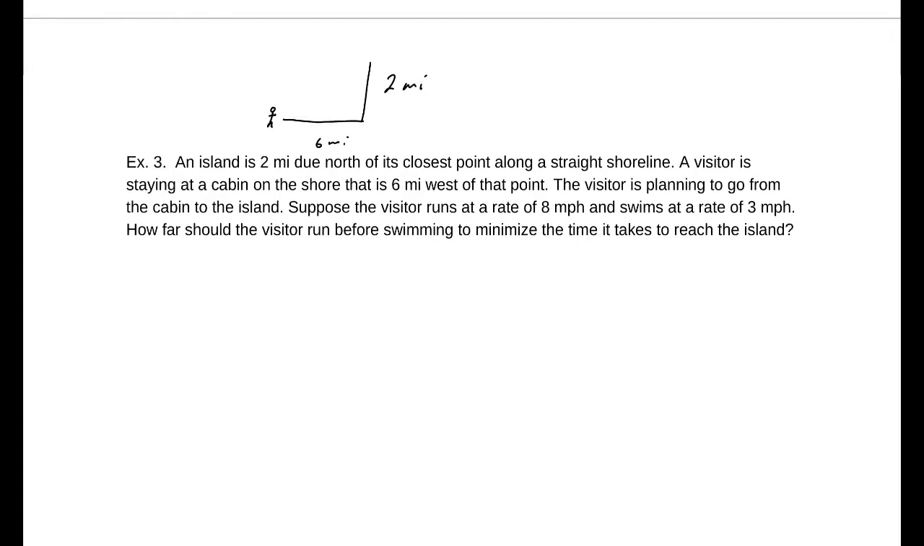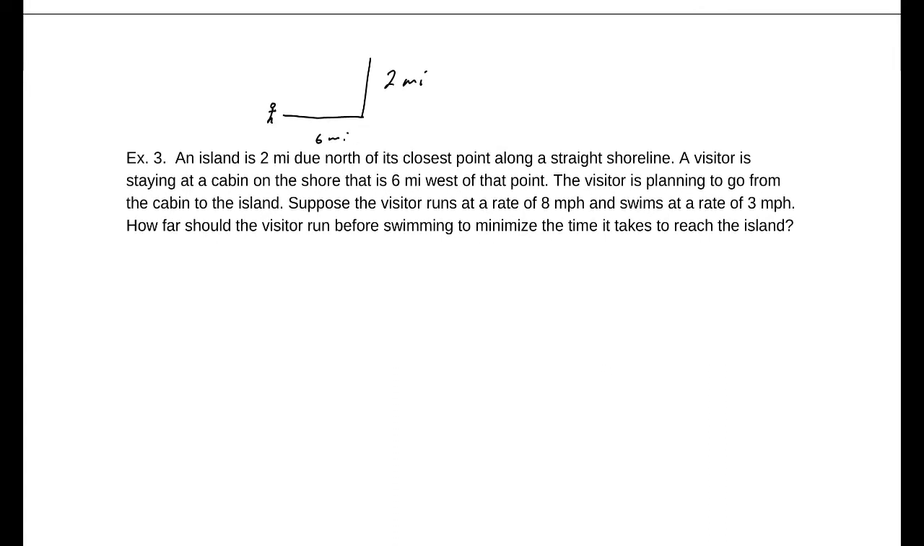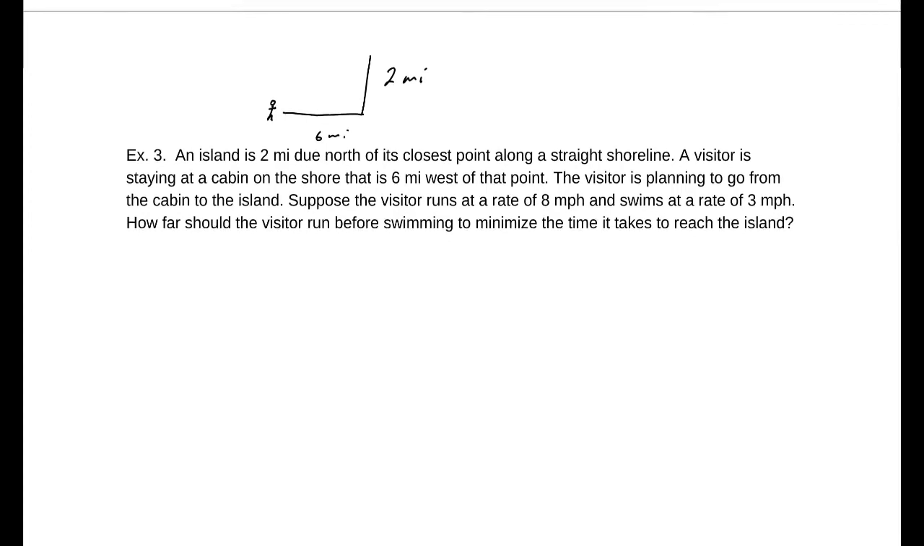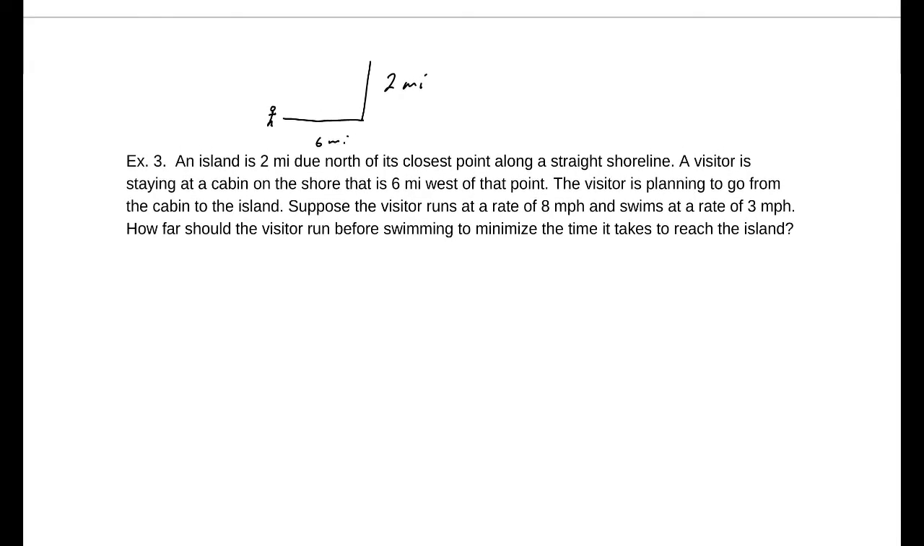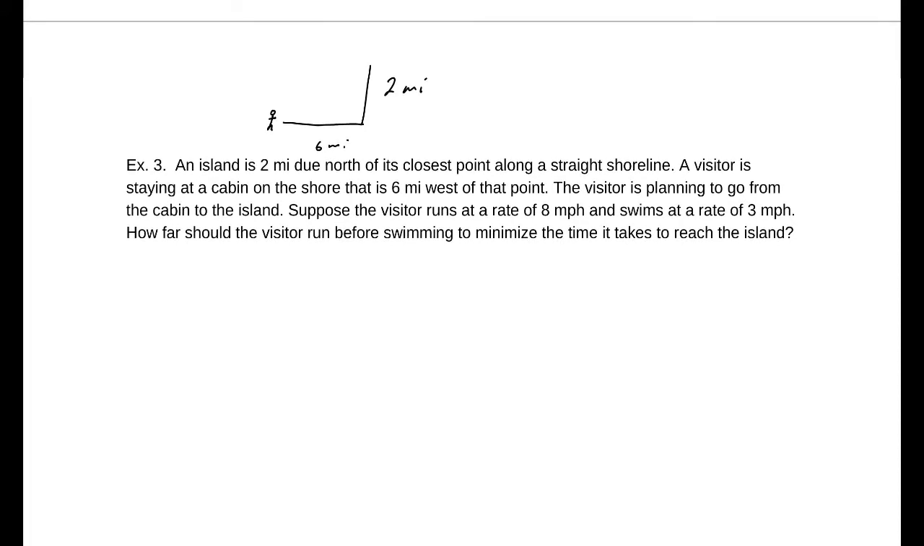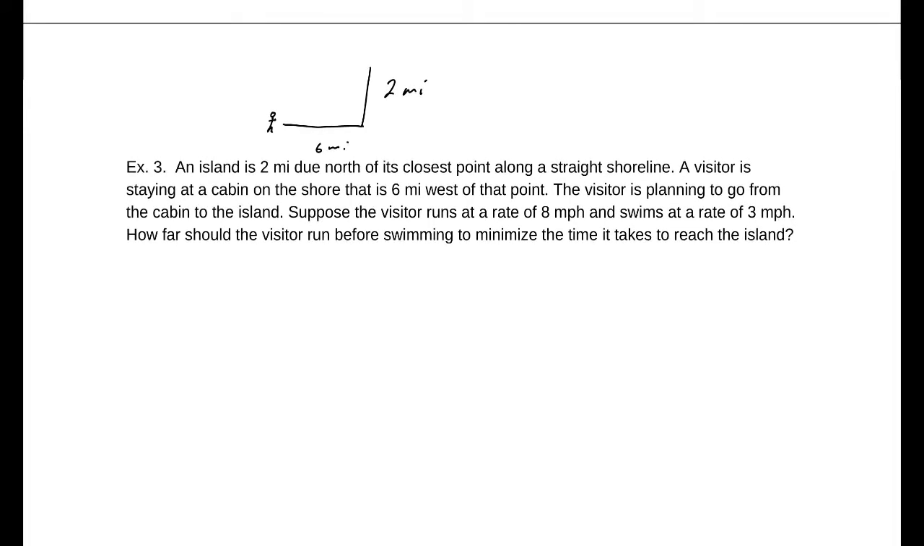The visitor is staying at the cabin. Okay, the visitor is planning to go from the cabin to the island. Suppose the visitor runs at a rate of 8 miles per hour and swims at a rate of 3 miles per hour. How far should the visitor run before swimming to minimize the time it takes to reach the island? All right, so the question really is, at what point along the shore should he start swimming? That's really the question.